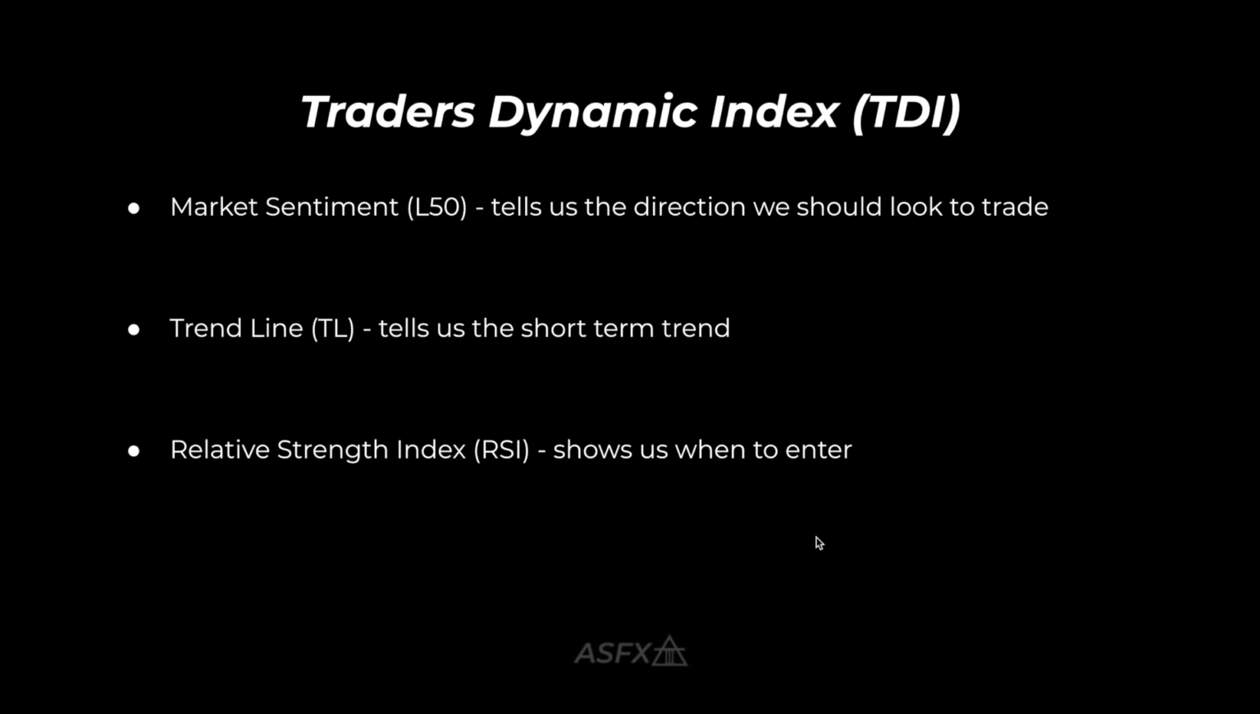Now, the components of the TDI are, like I said, the RSI with 2 moving averages. The 2 moving averages are going to represent market sentiment and the trend line. Market sentiment tells us the direction we want to trade, where the trend line tells us the short-term trend. Those lines overlay over the RSI, the relative strength index, and combining all 3 of them is going to help us read and identify the most probable trends across the entire market.